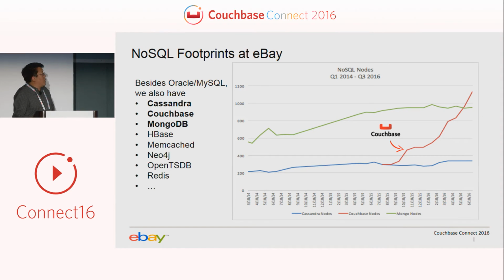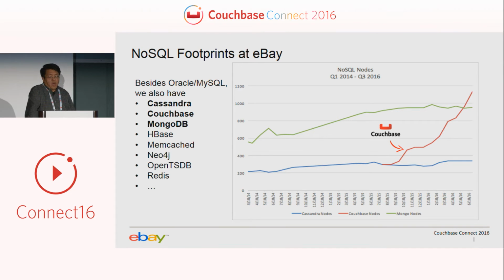Here's what we have at eBay. Besides Cassandra, Couchbase, and Mongo, we also use some HBase, Memcached, Neo4j, OpenTSDB, and Redis. Officially, from the company point of view, the database infrastructure team provides support for the top 3. Here's the footprint, the number of nodes we used over the last couple of years.